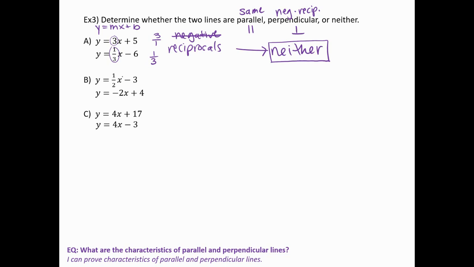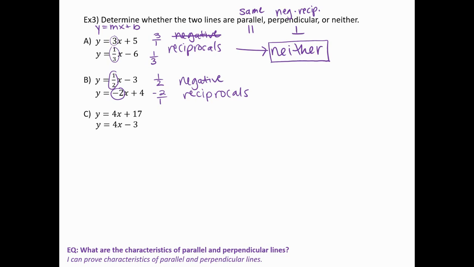All right, let's take a look at B. I'm going to go through that same process again, focusing in on the slopes. And the first thing I notice is those are not the same. So therefore it is not parallel. Then I'm going to focus in again on the slope 1/2, and then I'm going to write this -2 as a fraction. And I'm looking for, again, negative reciprocals. Sorry, reciprocals, there we go, reciprocals.